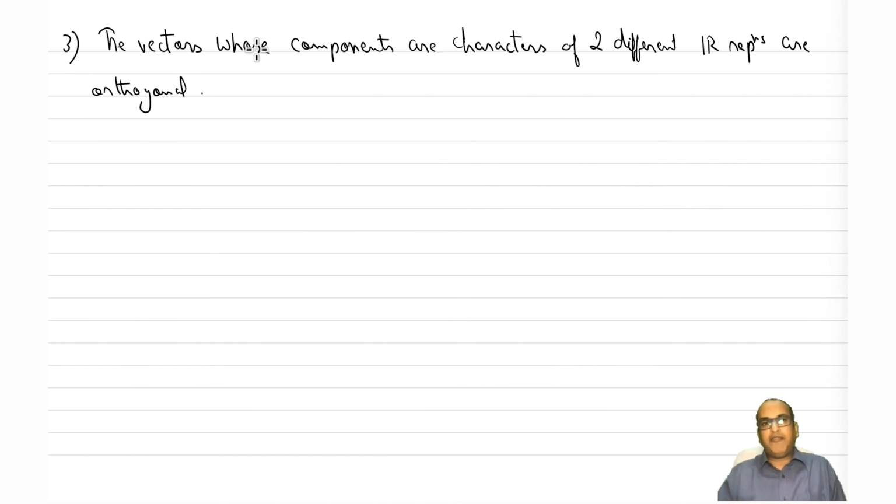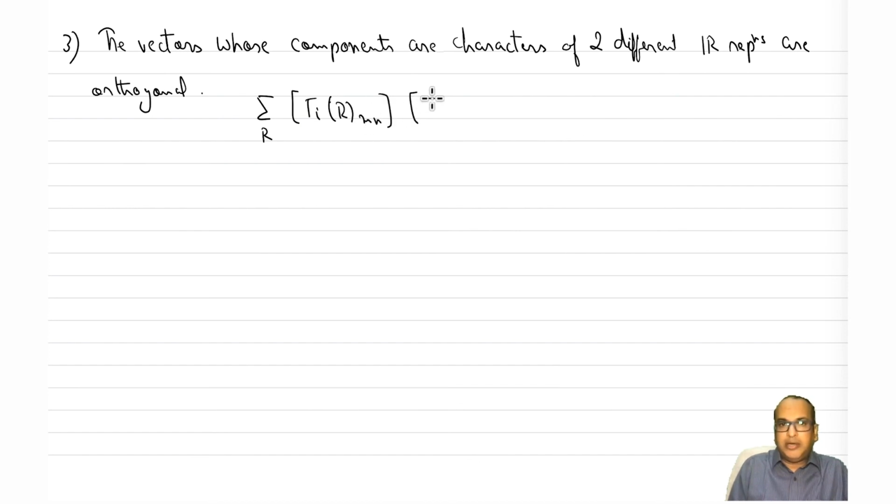So now it is saying that the vectors whose components are characters of two different IR representations are orthogonal. So again, let us start with the statement of GOT, and then we will keep on simplifying that. Mn and tau j r m prime n prime is equal to h over. Again, I'm dropping star over here. Explicitly, I'm not writing every time, but it is there if we are using any complex number.